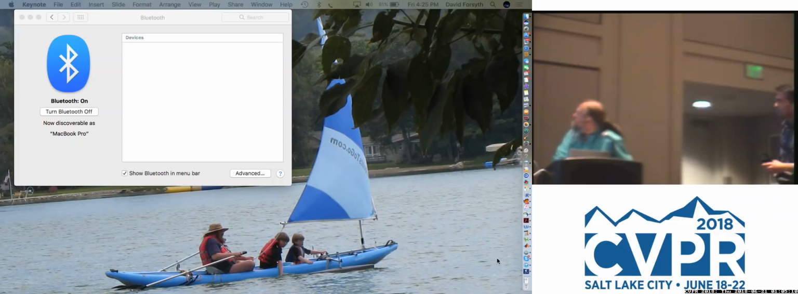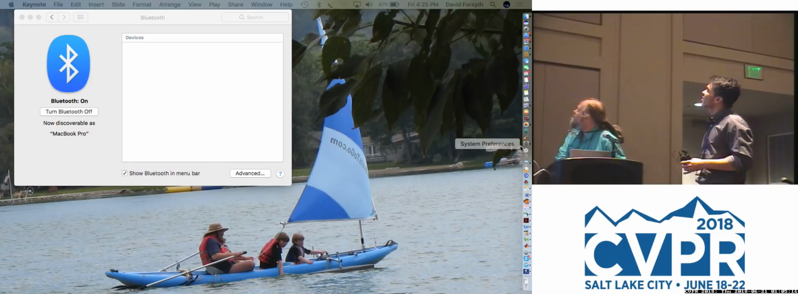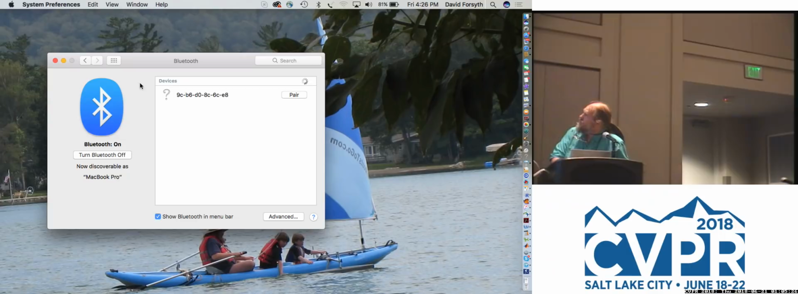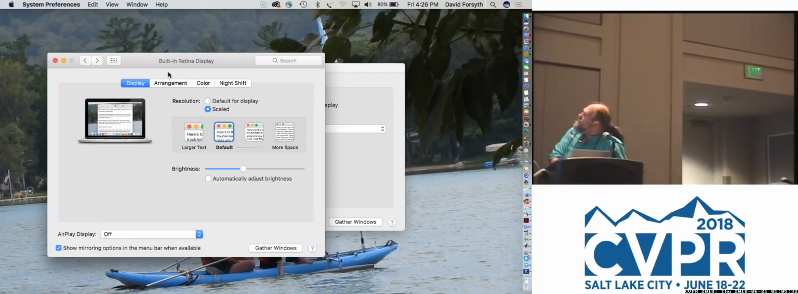Did that. Some adversarial Bluetooth attack. Oh, hell. I just want to make the thing mirror. Oh, and I see. And I have to do that looking at this. And gather windows. What the hell is this thing doing?